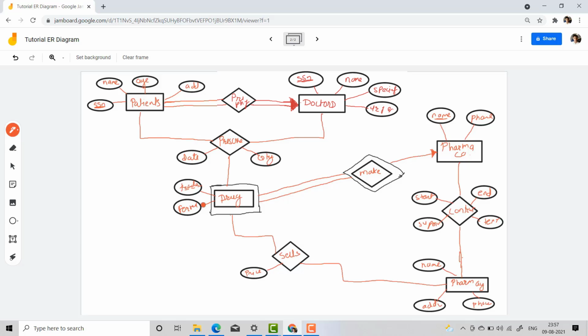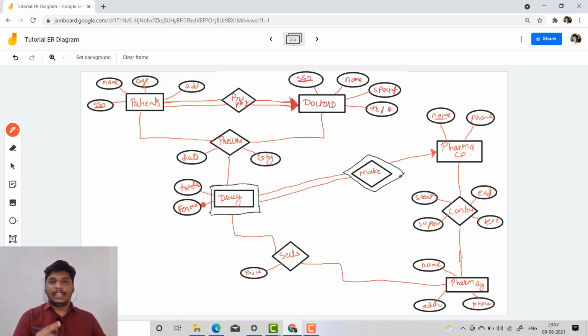So just remember there are 4 simple steps. First, you need to identify the entity. Then you need to identify the set of attributes corresponding to that particular entity. Then you need to add those attributes to the entity. Then we have to find the relationship among the entities, and then we need to add the cardinalities between them. So if we follow these 4 simple steps, we can draw any ER diagram.